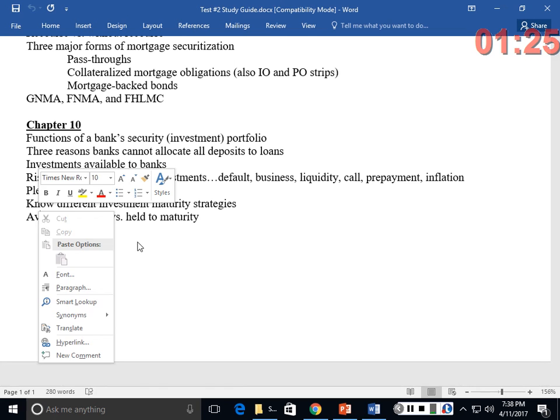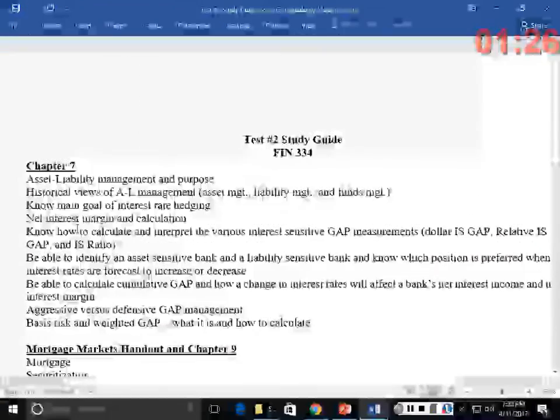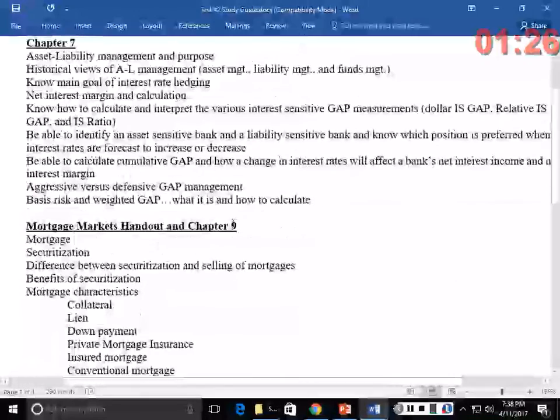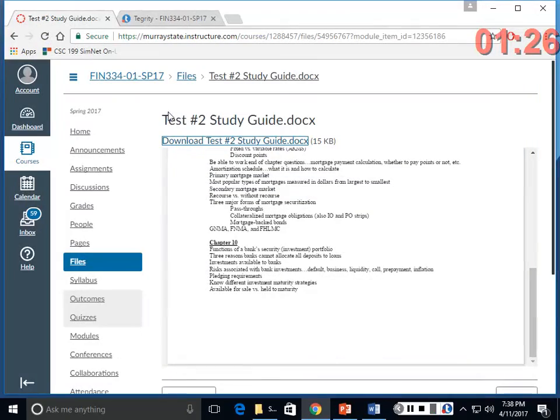And then what does it mean, the difference between available for sale and held to maturity? And primarily, what's the definition and what's the accounting treatment? How are these securities handled at the end of each month or the end of each quarter? All right, so that is your study guide for test 2. Now, let me bring this up really quickly just to make sure there are no questions about this.